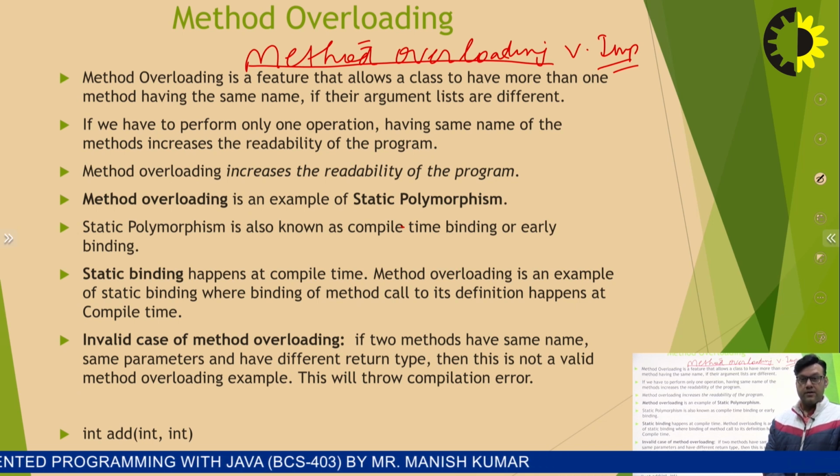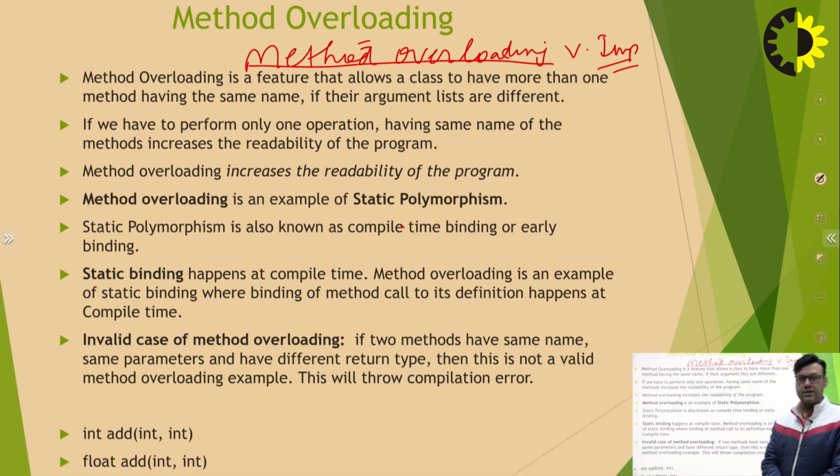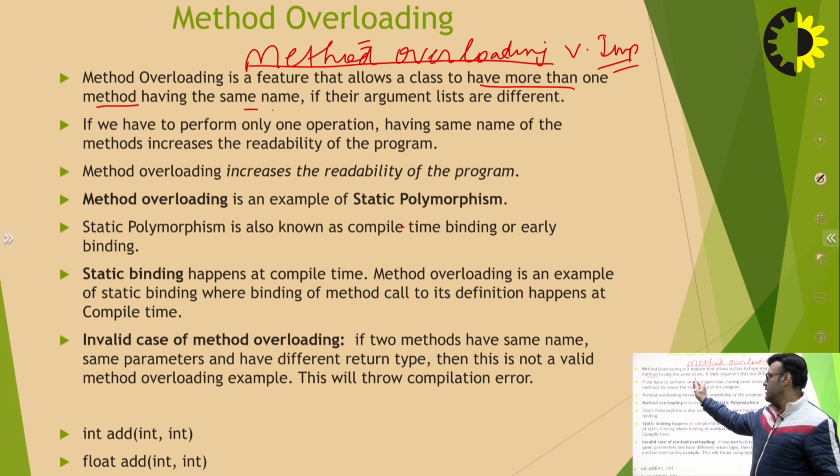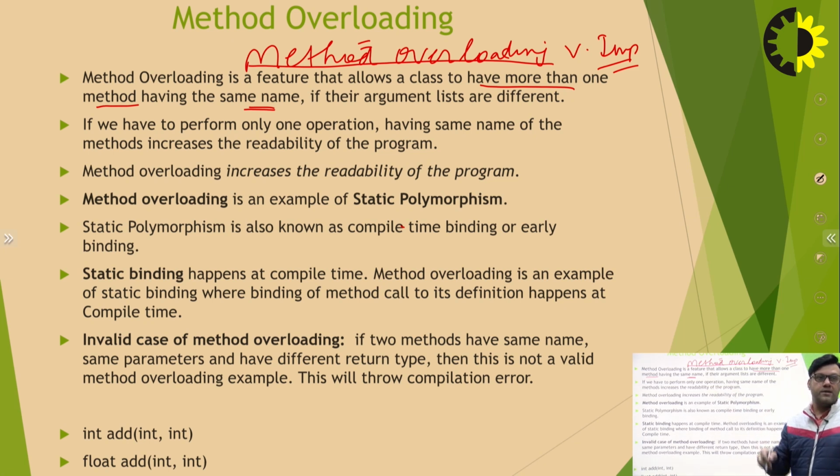Polymorphism means one name and different functions, एक नाम कई काम, like this. So method overloading is a feature that allows a class to have more than one method. The class is one, and that class has more than one method with the same name, because this is the functionality of polymorphism. So polymorphism is implemented with the help of method overloading. And what type of polymorphism? Static polymorphism means one name and several functionalities.